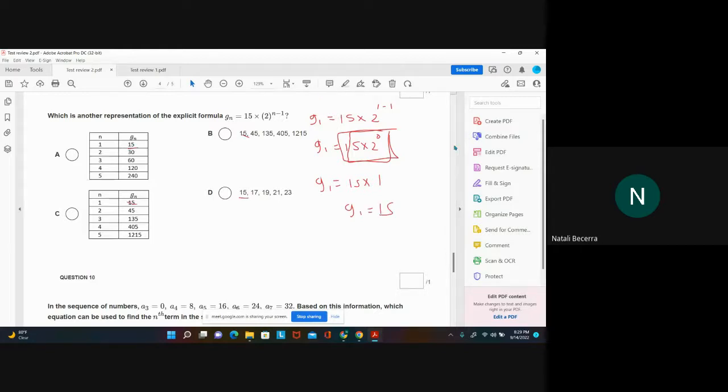Well, that sucks. Now I had to find G2, right? So let's go ahead and do it. 15 times 2, 2 minus 1. And then G2 equals 15 times 2. 2 minus 1 is 1. And I have G2 equals 15 times 2 is just 30. Do I have 30 here? No. Here? No. Here? Yes. Here? No. So my answer is this one.